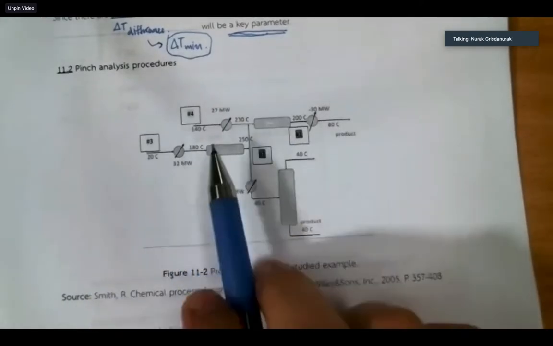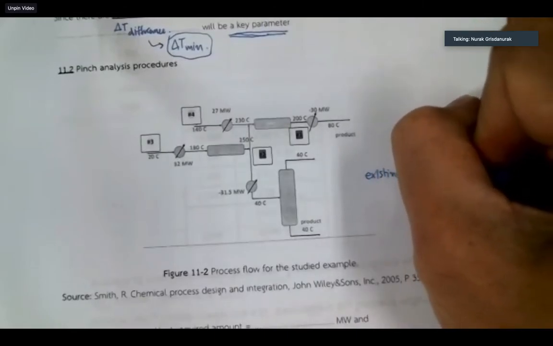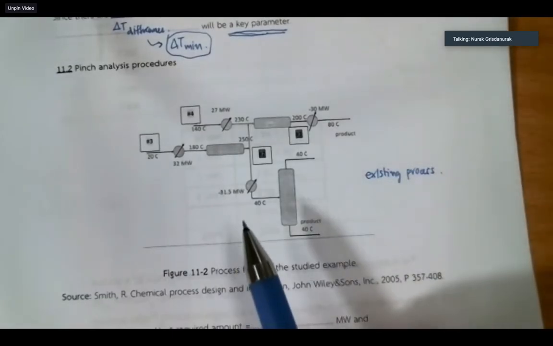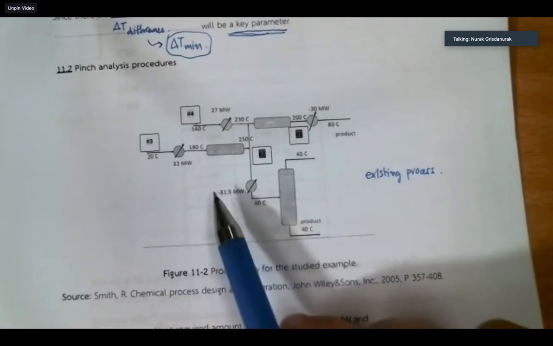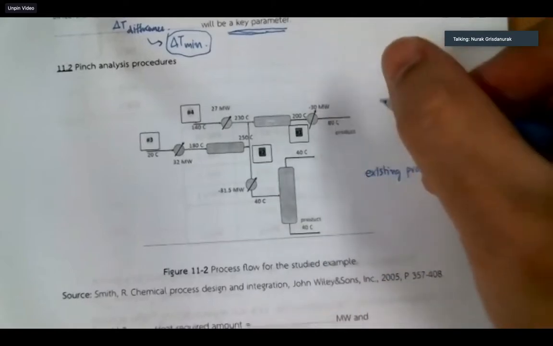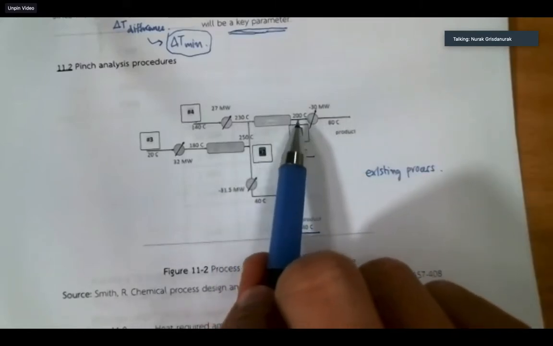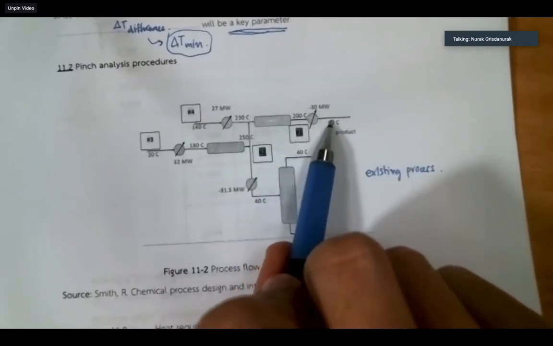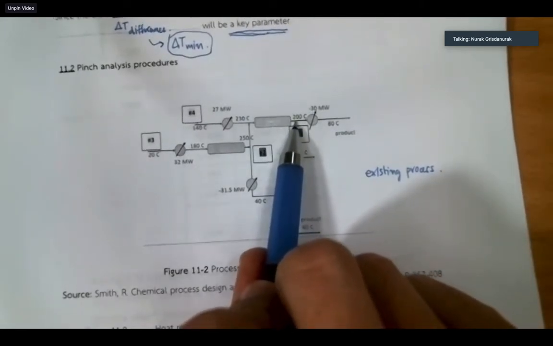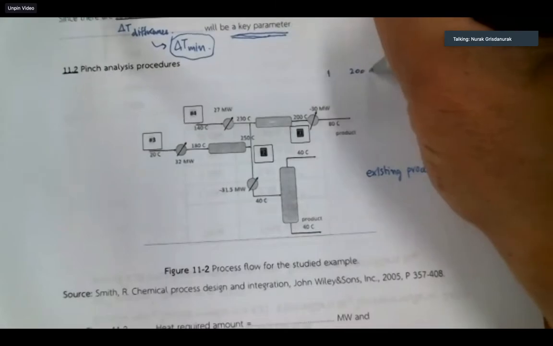Now you have this existing project. How many streams, how many heaters or coolers do we have here? 1, 2, 3, 4, right? 4. Okay. And you have to look at the stream across the heater or cooler. We assign stream number 1 from 200 to 80, right? Stream number 1, 200 to 80.